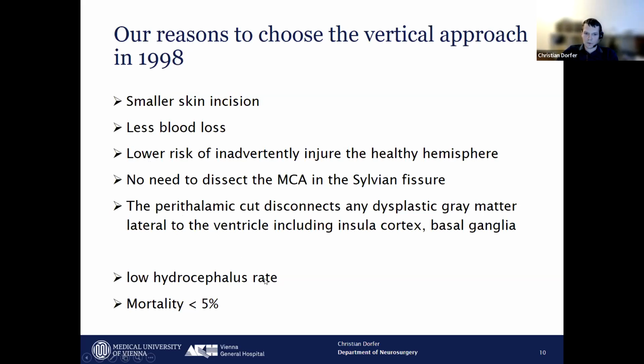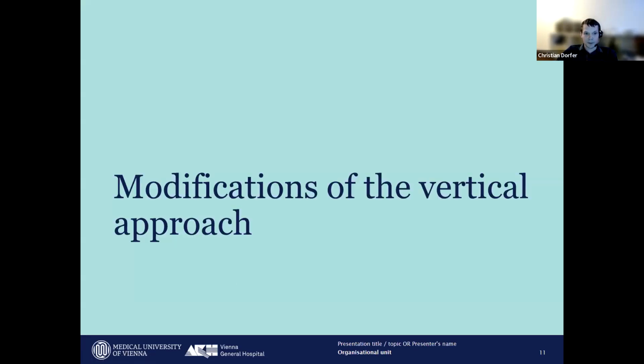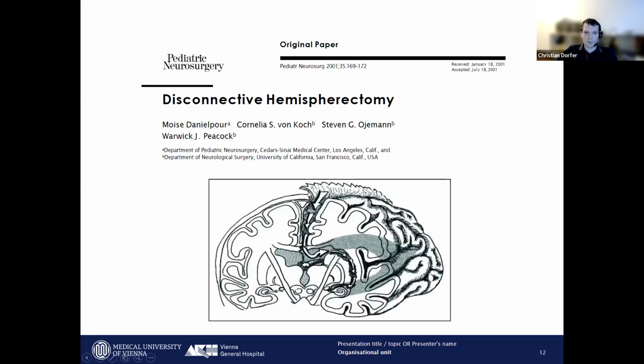The low hydrocephalus rate at this time and a low mortality rate at this time, below 5%, as Marek told us. Now it's even less, below 1%. Now, I want to briefly introduce you to the modifications that were suggested to this parasagittal hemispherotomy technique.